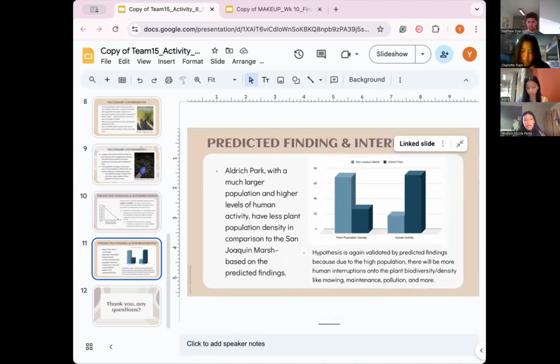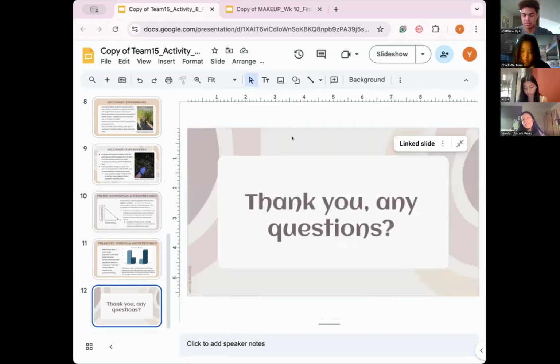And so the last slide is another graph, and it's saying that based on our prediction, findings show that Aldrich Park, with its larger population and higher human activity, has a lower plant density than the San Joaquin Marsh, validating the hypothesis that plant density decreases with increased human activities. And that's it. Thank you very much.